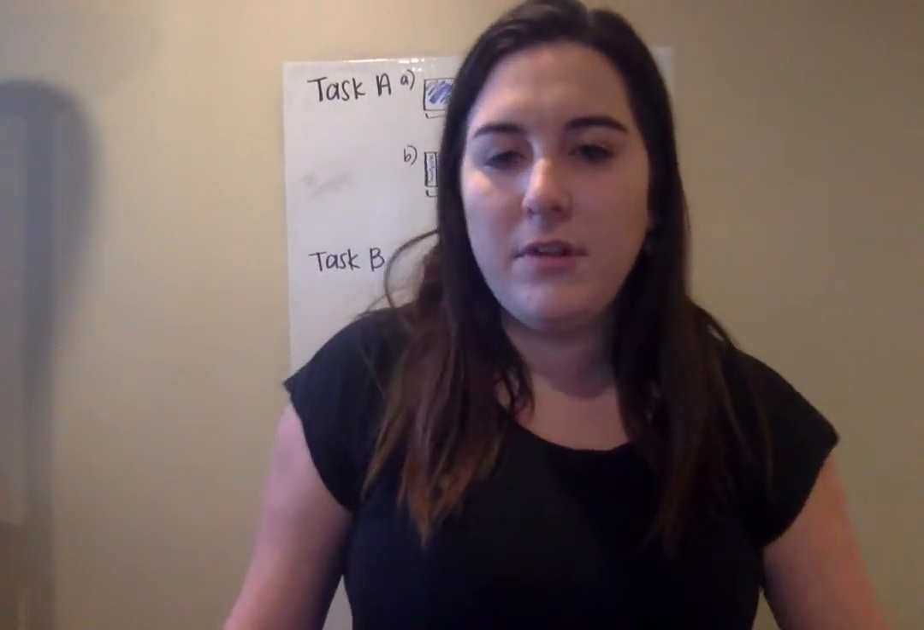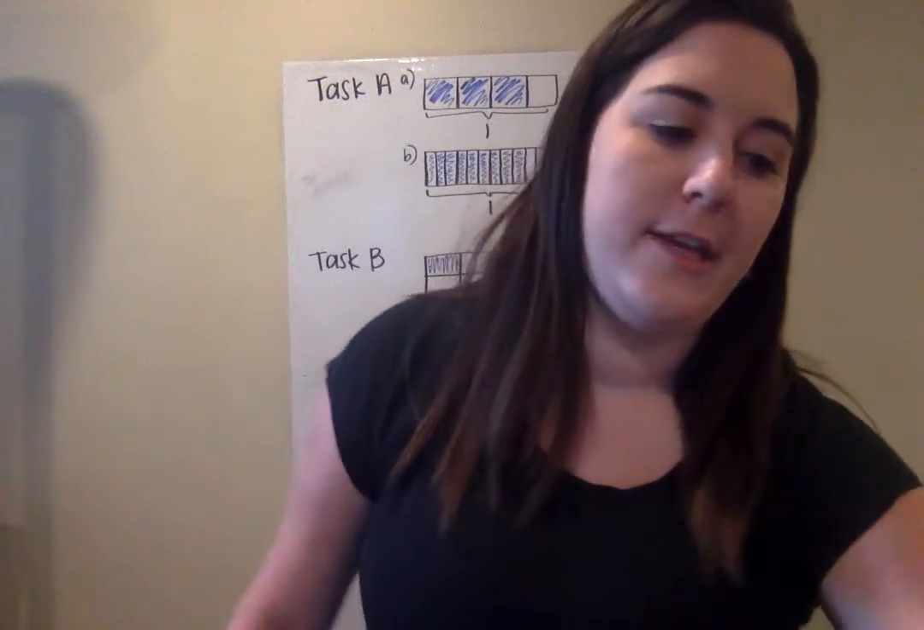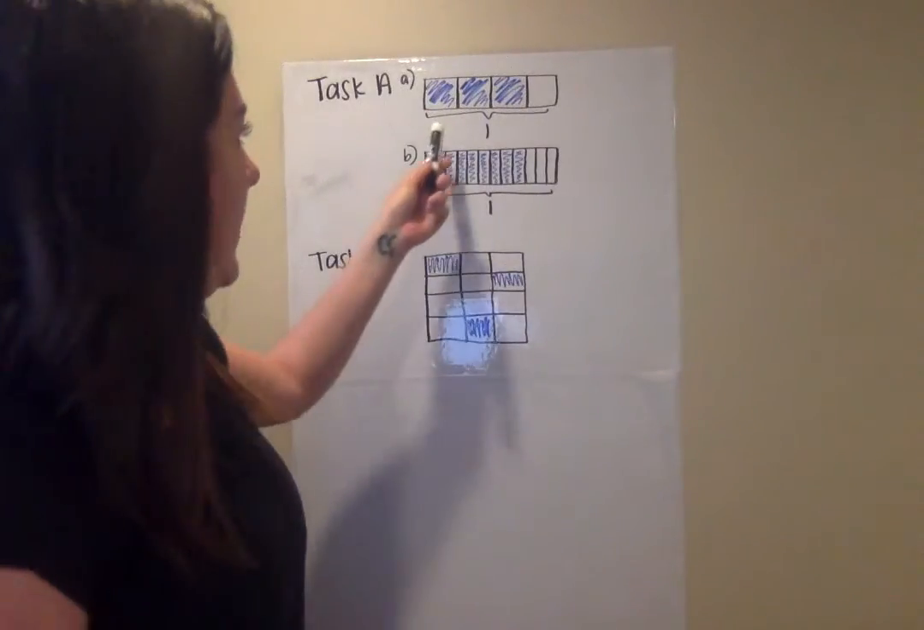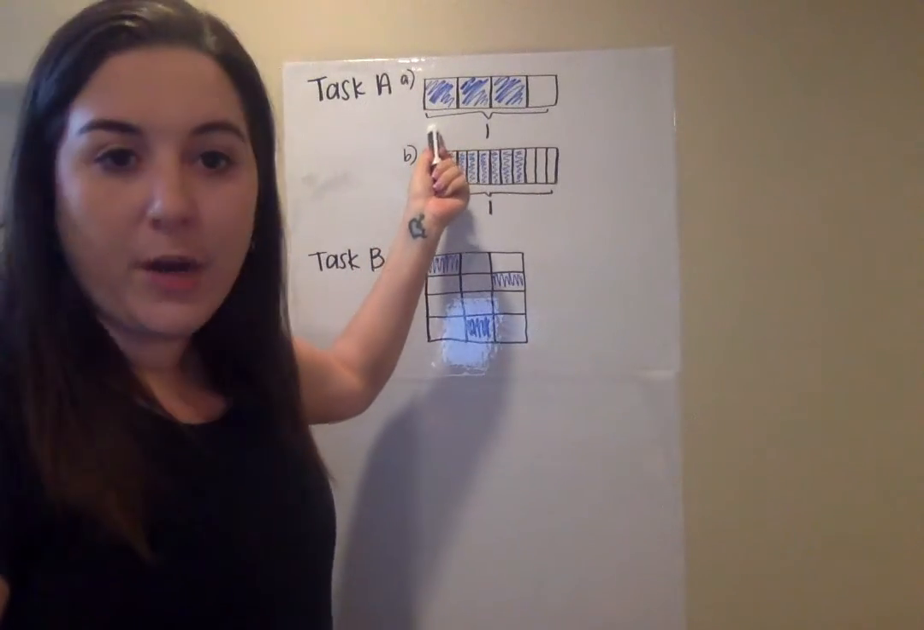Okay, so now we're going to move down to daily task. All right, so we are on task A. So task A, problem A, says the rectangle below has a length of 1. What fraction does the shaded part represent? Okay, so I went ahead and drew it here. So this is task A, part A.